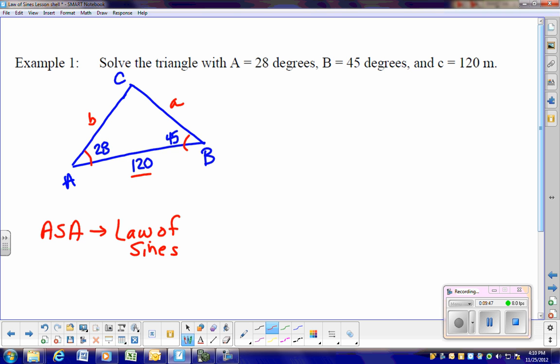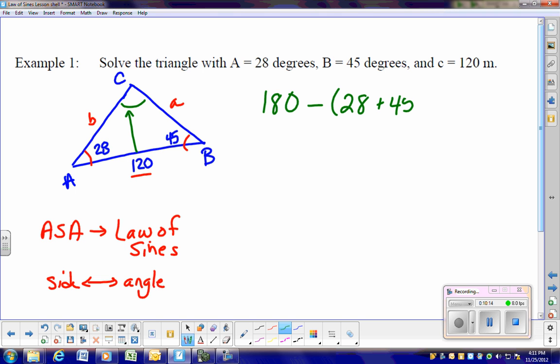Now I am going to see if I can figure out where I see a side and an angle that are across from each other, and I know both numbers. Well, it's not B because little b is unknown. It's not A because little a is unknown. So it must be that I can figure out what this angle is. That angle is going to be found by taking 180 degrees, which is the total number of degrees in a triangle, and subtracting what 28 and 45 make together. So that is 107. So I know that this missing angle is 107 degrees. I will write that into my picture.